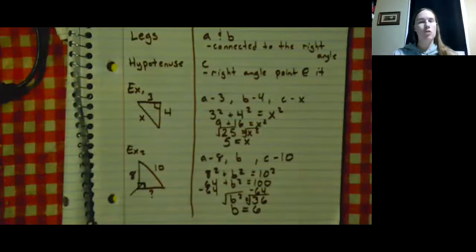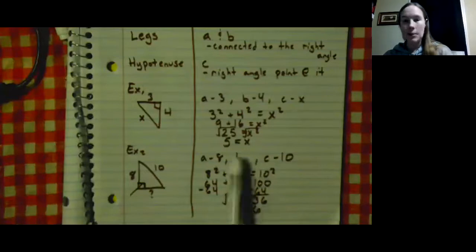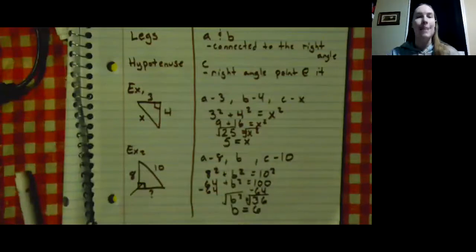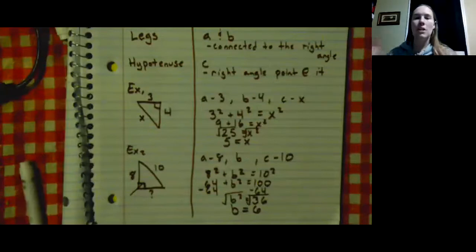Just note on these two problems, I gave you examples where there was not a decimal place, but you can get decimal places. As always, do not be afraid if you get a decimal place, just make sure to check your work. So we're going to do some practice problems with this. Let's go.